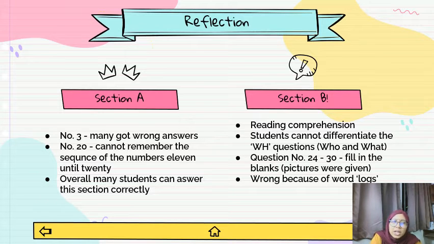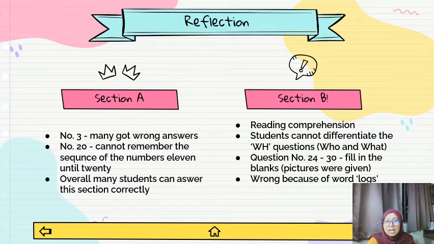Yes, when I said why you cannot answer this, it is just a simple question about what and who. And then the answer is already there. You just need to find a suitable word that is literally the same in the short paragraph given, and then transfer it. It is like an information transfer. But still, just because they don't understand the meaning of who and what, they cannot differentiate that. So they got wrong answers.